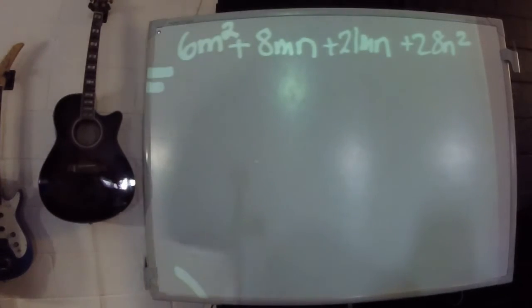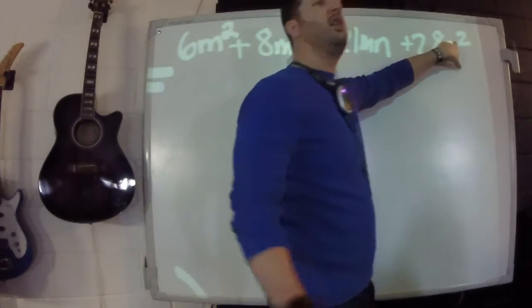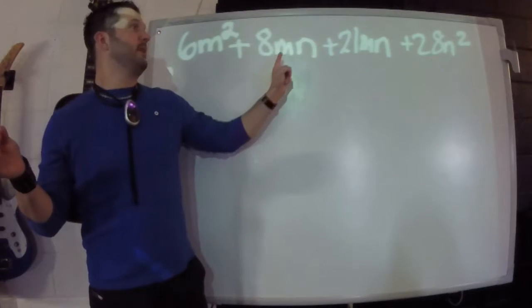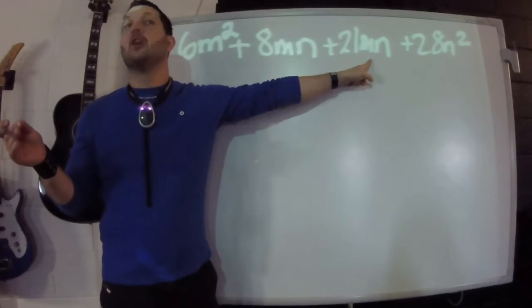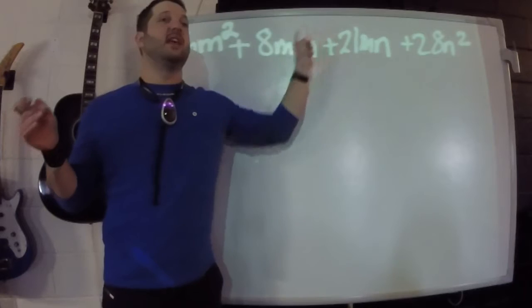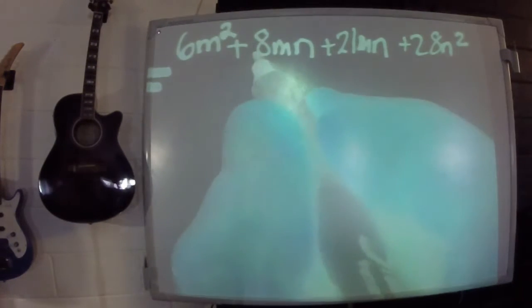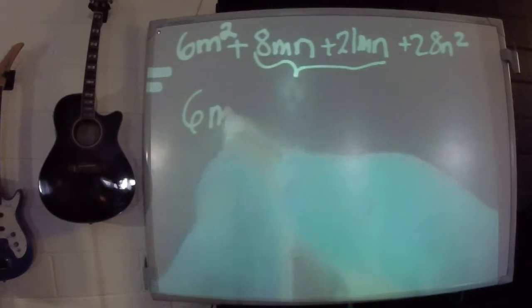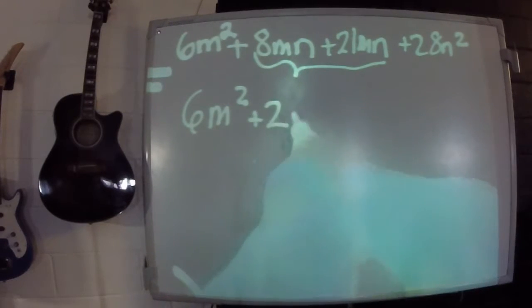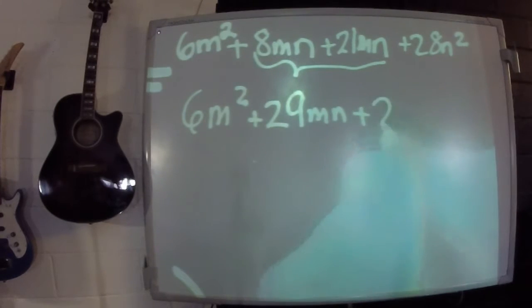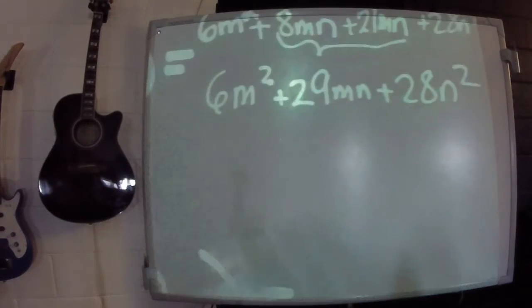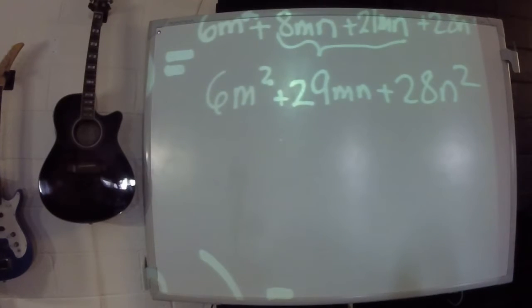Okay, if you FOILed it out, here's your F, your O, your I, your L. Always check your middle two. If they're both MNs, they're like terms. So you can actually put the MNs together and make 29 MNs. So it's a trinomial answer. 6m squared plus 29 MNs plus 28 n squared. Just like that. And that's what we're looking at.